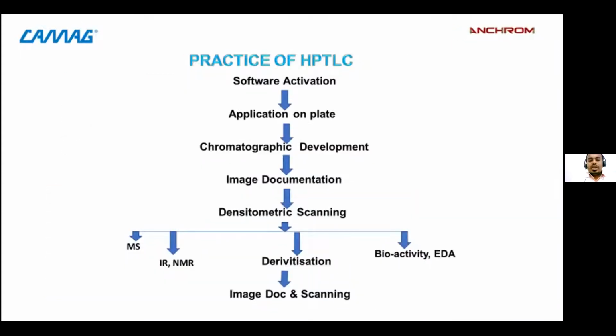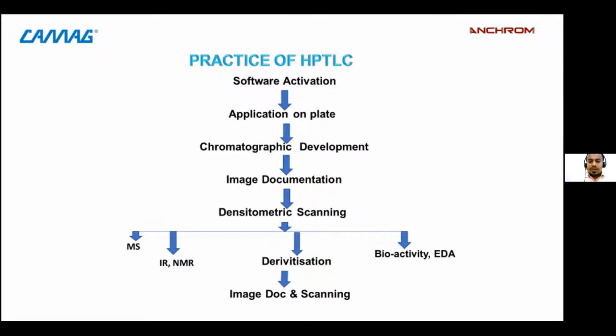Practice of HPTLC. First is the software activation. Before software activation, sample preparation is one of the major steps. You can follow the sample preparation as per the various matrices, whether it may be food, herbal, or any type of sample. After that, you will fill in the parameters in the software. After that, you go for the first step, that is application of standard and sample onto the plate. Next step is the development, that is the separation of components from a mixture, which is done by using a stationary phase and a mobile phase in a closed chamber.